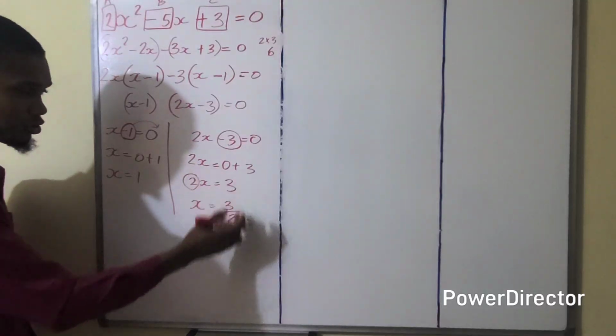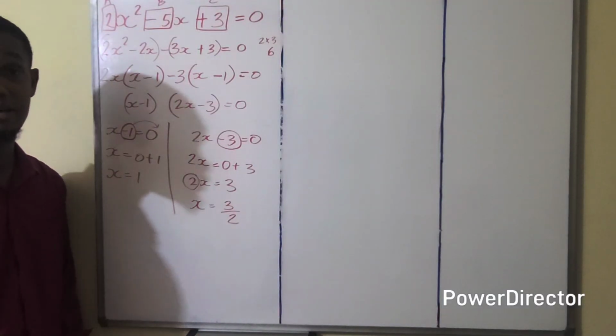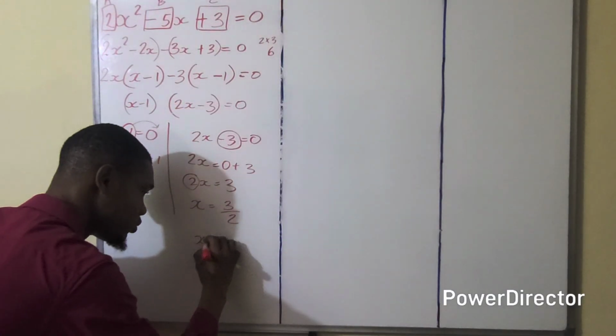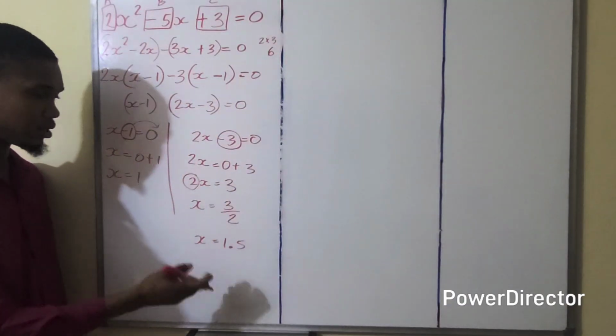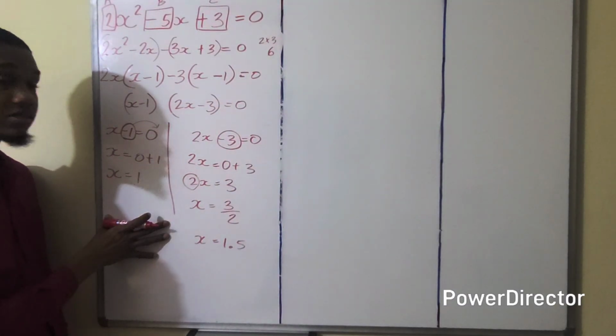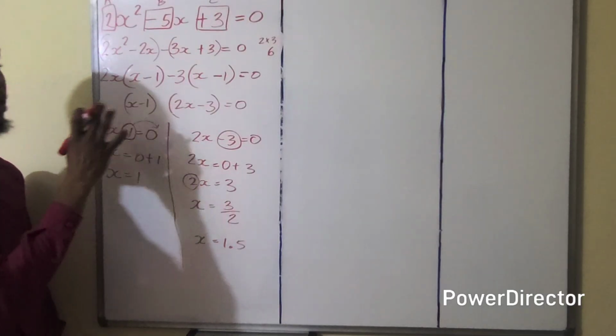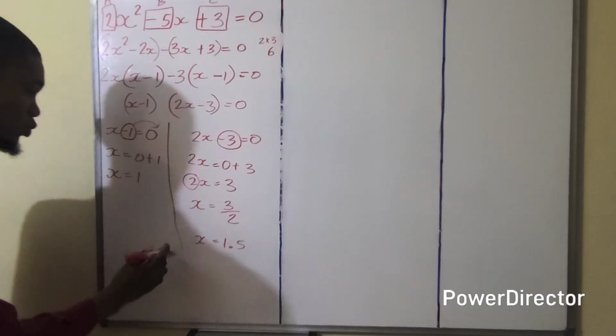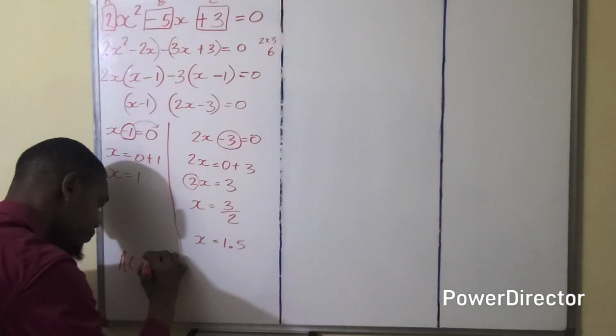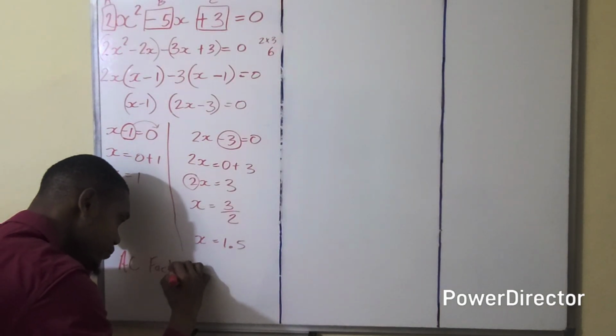Or if you want to change 3 over 2 as a decimal, you can do that. So x would be equal to 1.5 if you change it as a decimal. So those would be the answers for this question if you solve it using the factorization method. So this would be what we call the AC factorization.